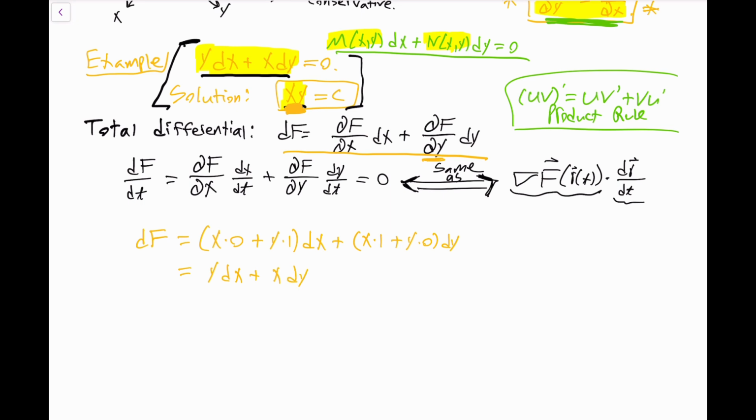And of course, notice that is exactly our left-hand side of our differential equation. Great. And we have a constant, so the total differential is going to be a 0. But how do we go the other way? So we know what to do to get this differential equation, but how do we find the solution? So how do we go from here to here? So let's do that.